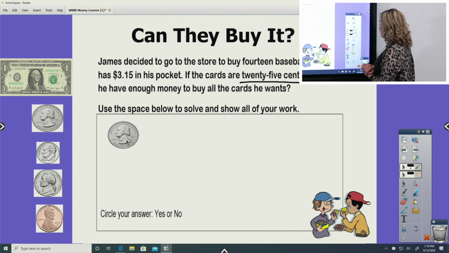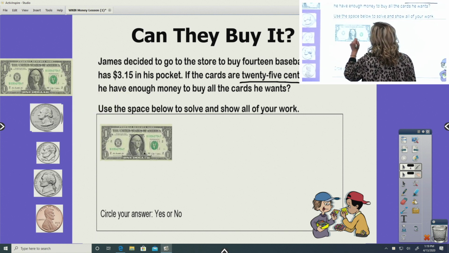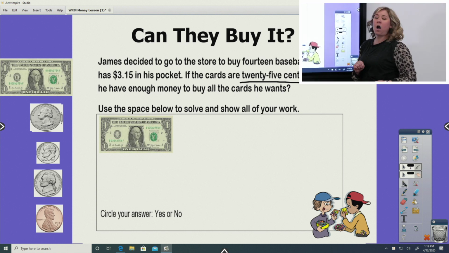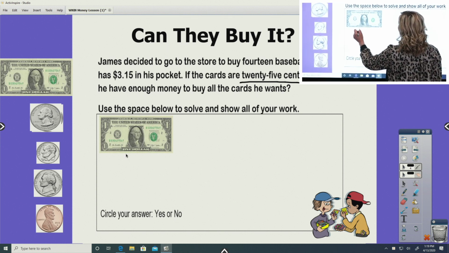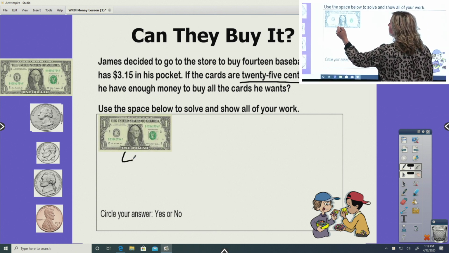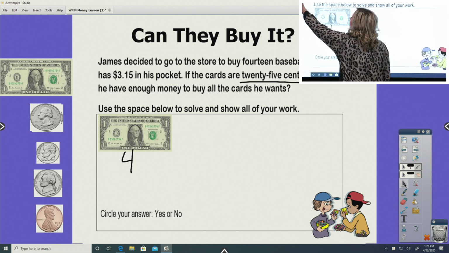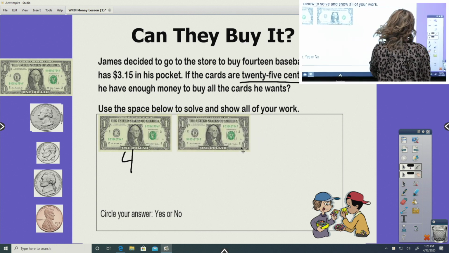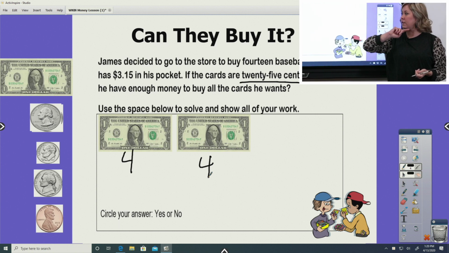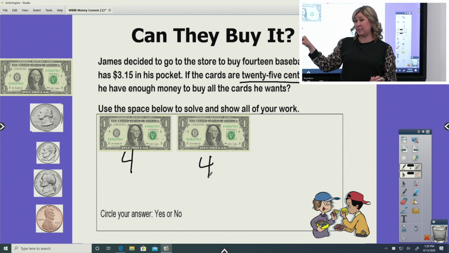So we can work with quarters, or we can drag this back over here and we can know $1 is 4 quarters. So that's gonna give us 4 baseball cards for $1. I'm sorry, my board is messing up. So 4 cards right here, okay? Now, if he drags over another $1, that's another 4 baseball cards. So right now we're at $2 of his $3.15, and he has 4 plus 4, that's 8. So far he can get 8 baseball cards, okay?